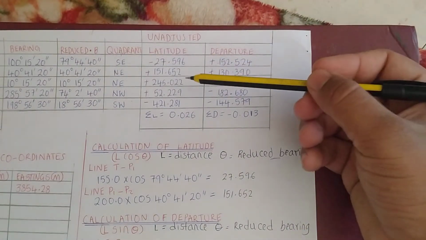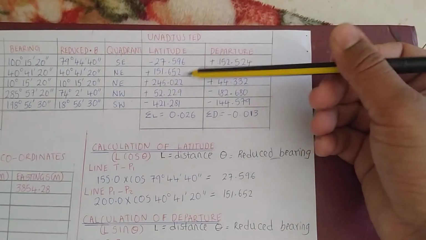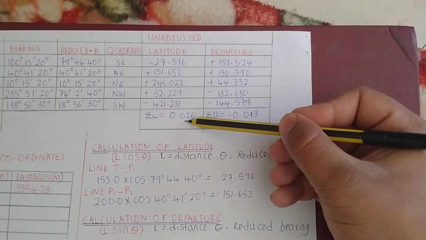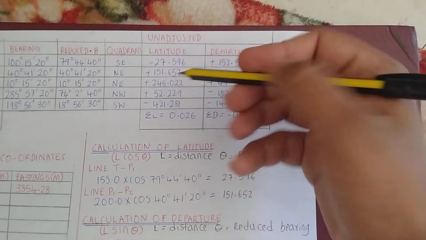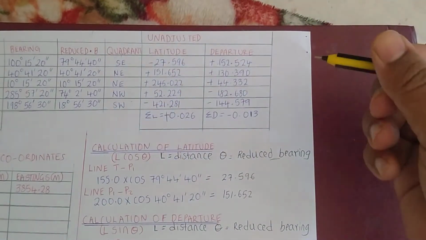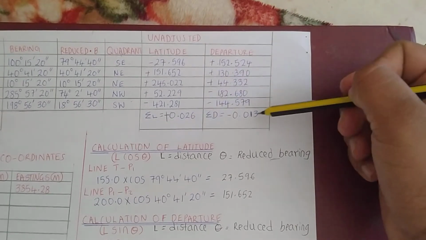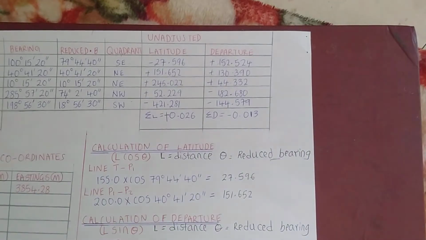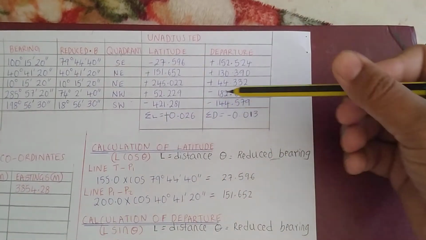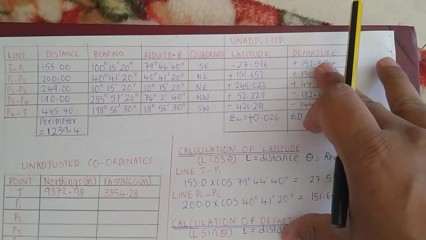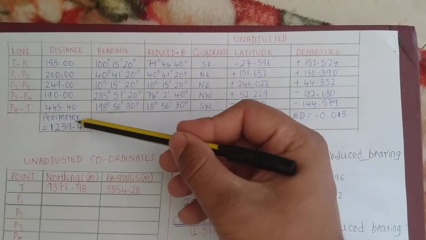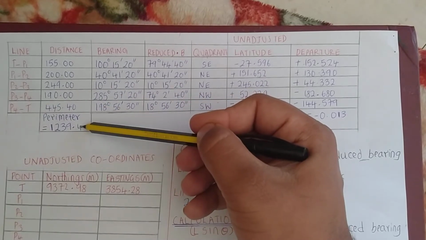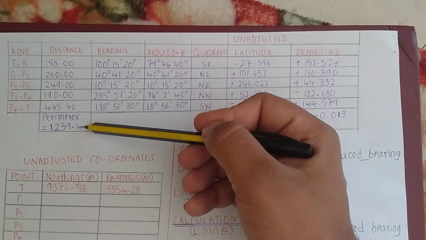When you sum the latitudes, you get 0.026, which is positive. And this one is our departure: the summation is negative 0.013. So these are the errors that we have. I have also calculated my perimeter by adding all the distances, which is 1239.4.